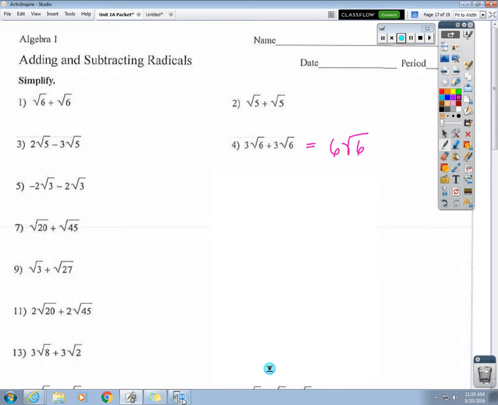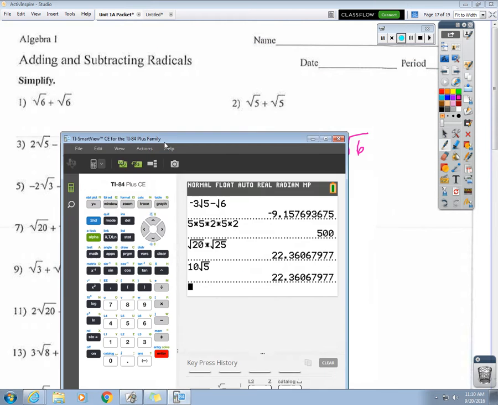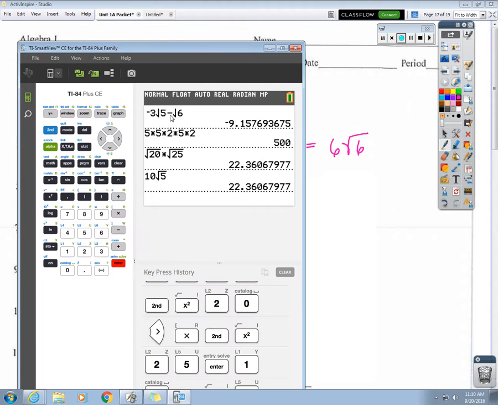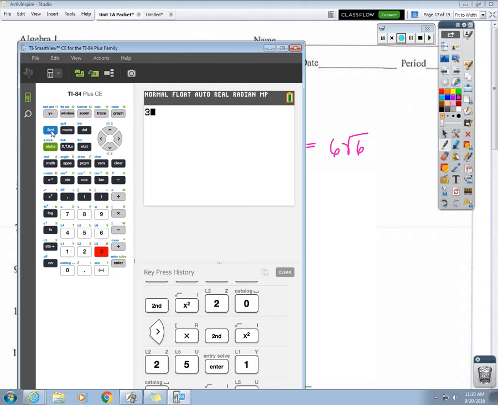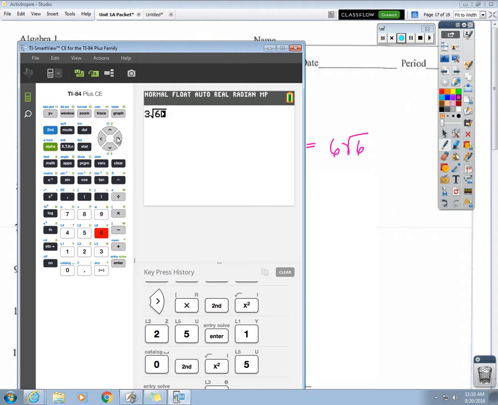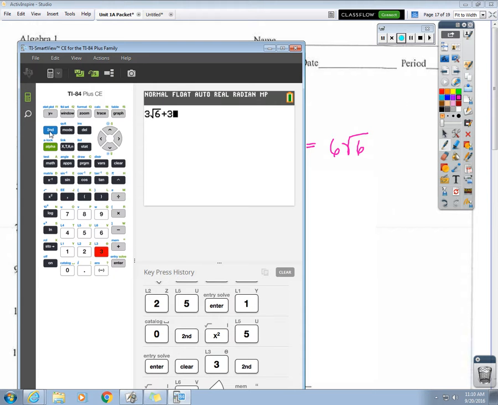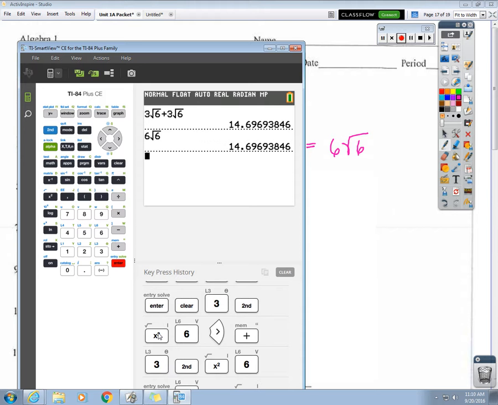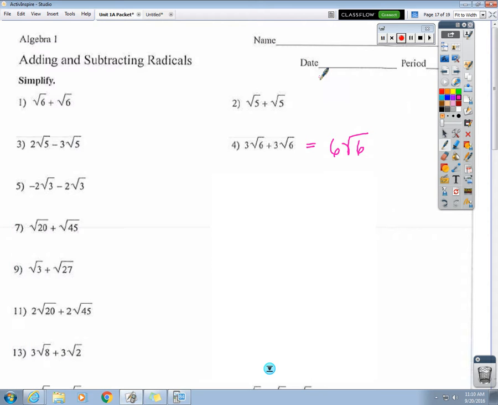Now remember, if you're not sure if you did it right, you can always check it by typing in the original question, 3 square root of 6 plus 3 square root of 6. And that becomes 14.69693846. Now I'm going to type in my answer, 6 square root of 6, and it'll let me know if I did it right. And I obviously did. Okay? Alright, now number 8.